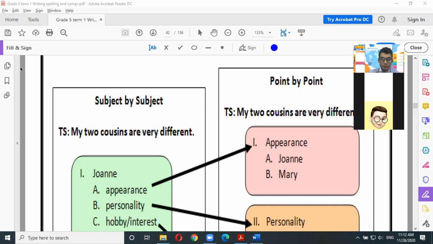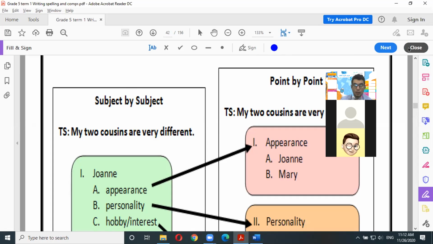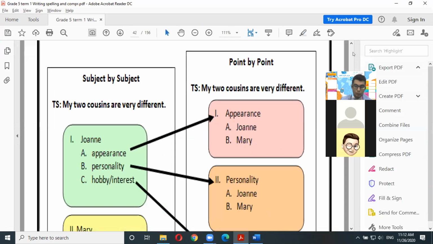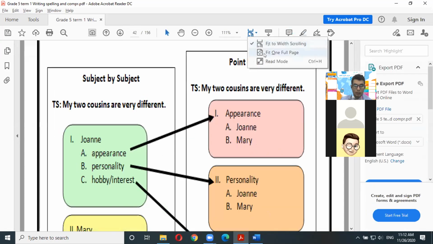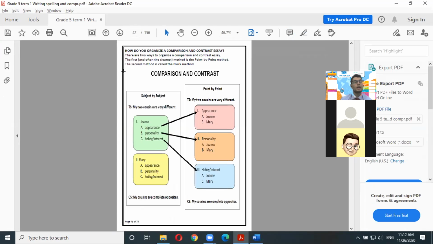Sulaiman? Hi, Mister. So as you can see here, Sulaiman, there are two forms of how we can write a compare and contrast essay. The first one is subject by subject, which means just the compare alone and then the contrast alone. Get it?